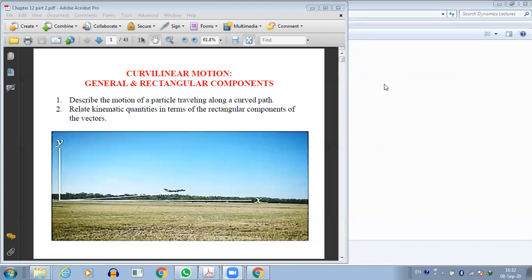So now we are done with the rectilinear motion. Now we are going to move towards the curvilinear motion. Curvilinear motion means motion in a curve. So whenever you have a motion in a curve, that is known as curvilinear motion.